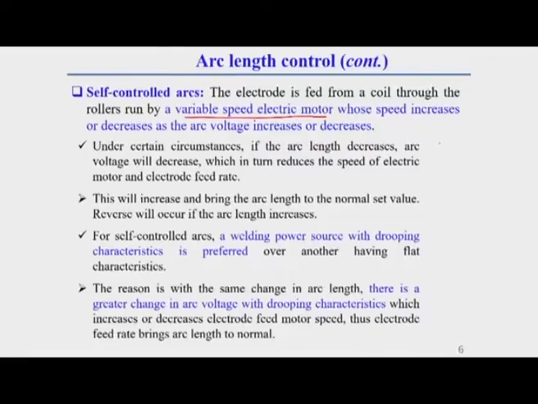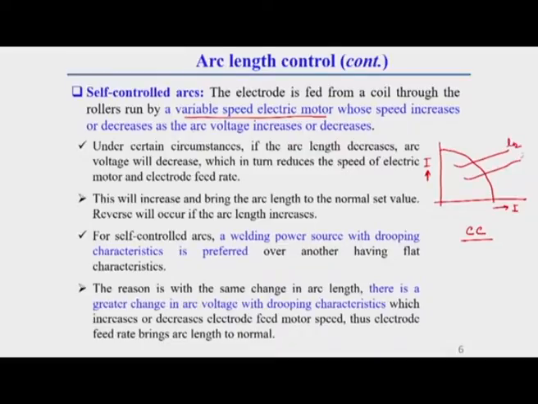Once I explain this, it will be more clear to you. These types of characteristics, these types of principle are generally used when we use a constant current type of power source characteristic. Generally these things are preferable. In case of constant current power source characteristics, also called drooping characteristics, you know these things, it looks like this. Here also the arc characteristics look like this.